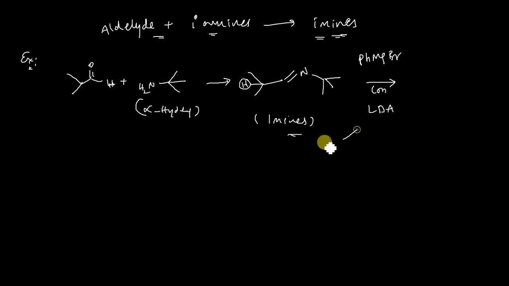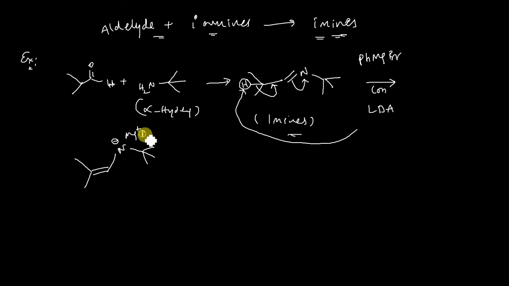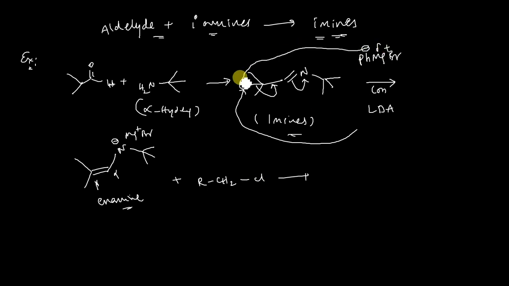Suppose for example this LDA is abstracting this proton from this position so that the carbanion shifts onto this nitrogen, which gives you a species, for example, I'm taking phenyl magnesium bromide. So this one is also equal to enamine. That means this again has alpha and beta positions, so this beta position also acts as a nucleophile. Now just treat this with any electrophilic carbon. Anything you can treat it, this one or this one, either of these two.